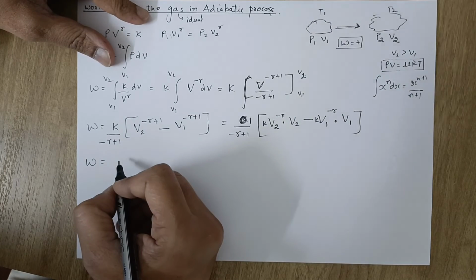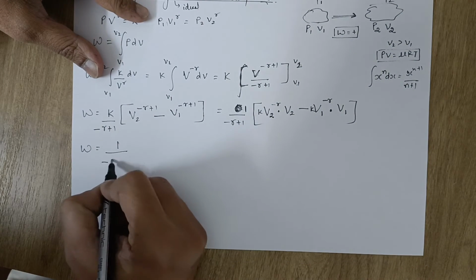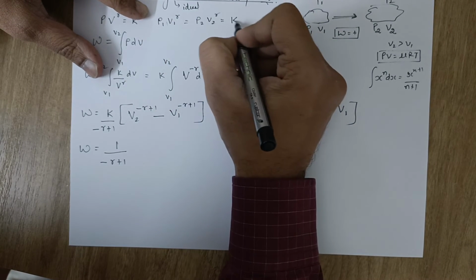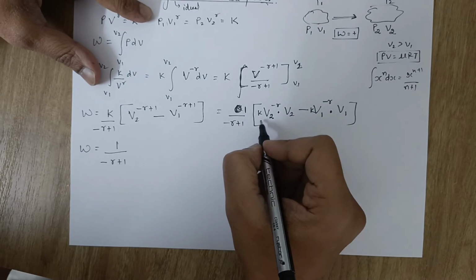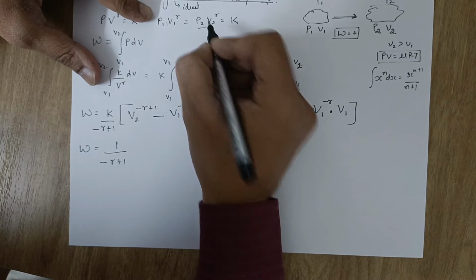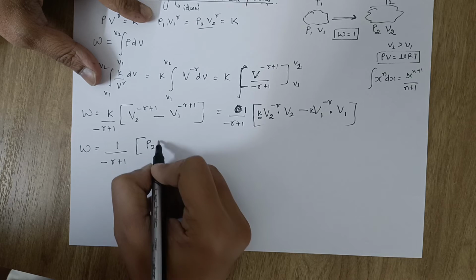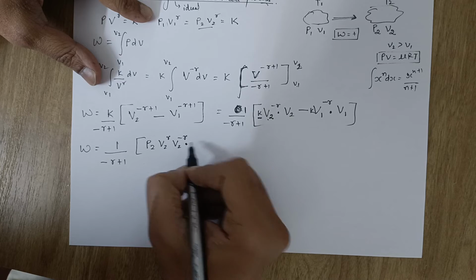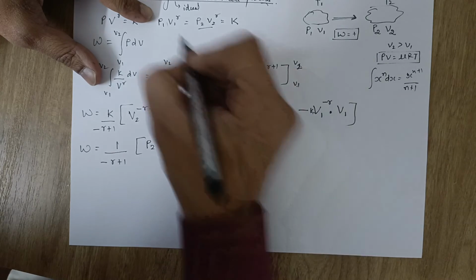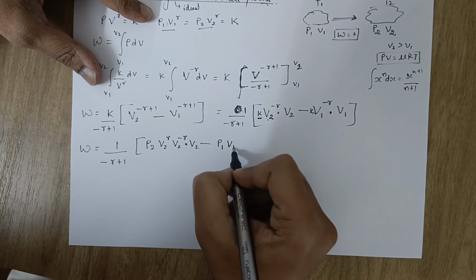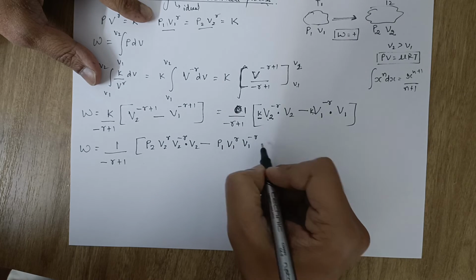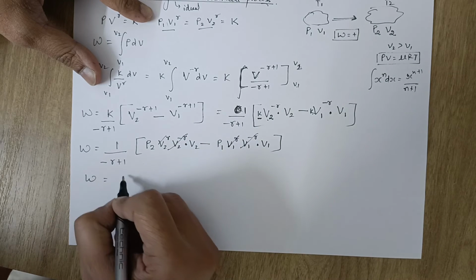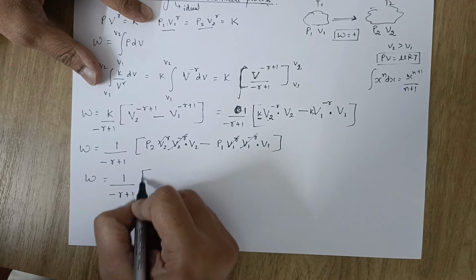So W is equal to, now what do we have here? 1 upon minus gamma plus 1. Now P1 V1 raised to gamma, P2 V2 raised to gamma is K, right, because that is constant. So over here this K I'm going to plug in this value, P2 V2 raised to gamma, followed by V2 raised to minus gamma times V2, minus this K, where I'm going to plug in P1 V1 raised to gamma times V1 raised to minus gamma times V1. Now these two simply get cancelled.